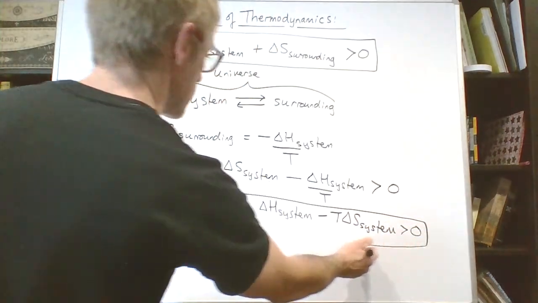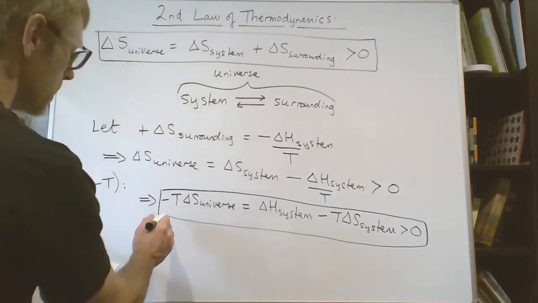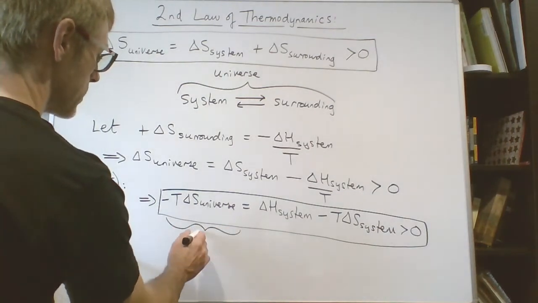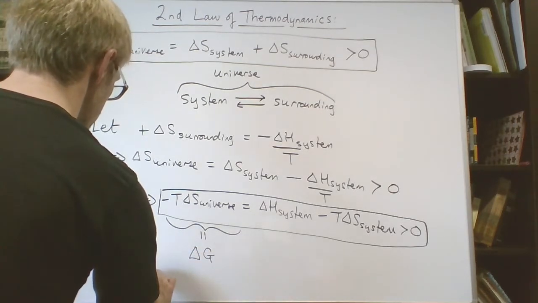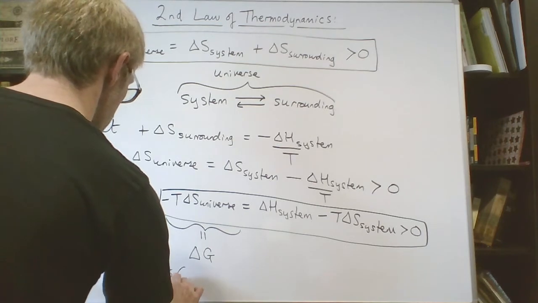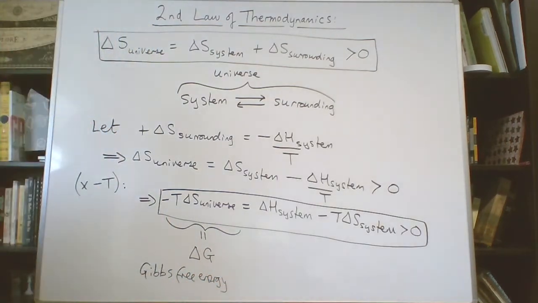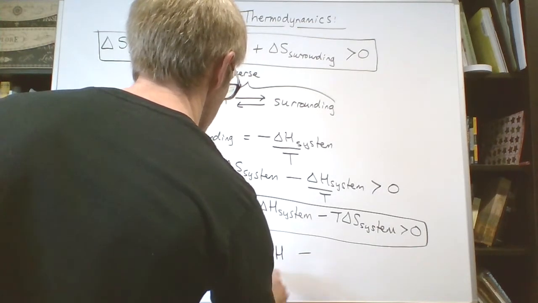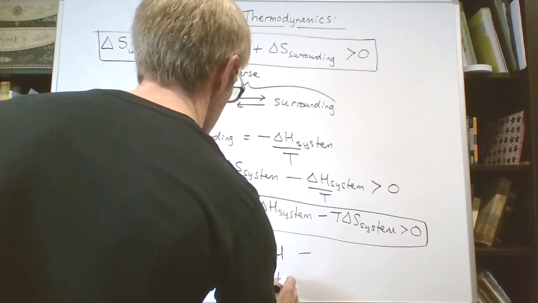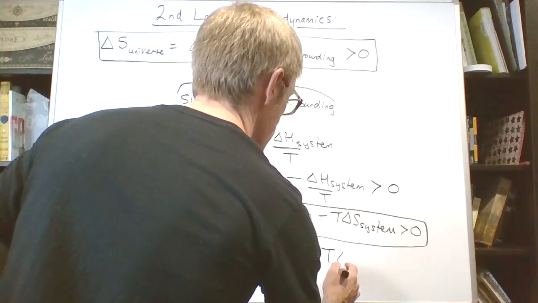And the last thing for me to do in this slide is just to make some definitions. So we call this term delta G, where delta G is Gibbs free energy. So we rephrase that as Gibbs free energy, and we've got enthalpy and then we've just got the product of temperature and entropy.